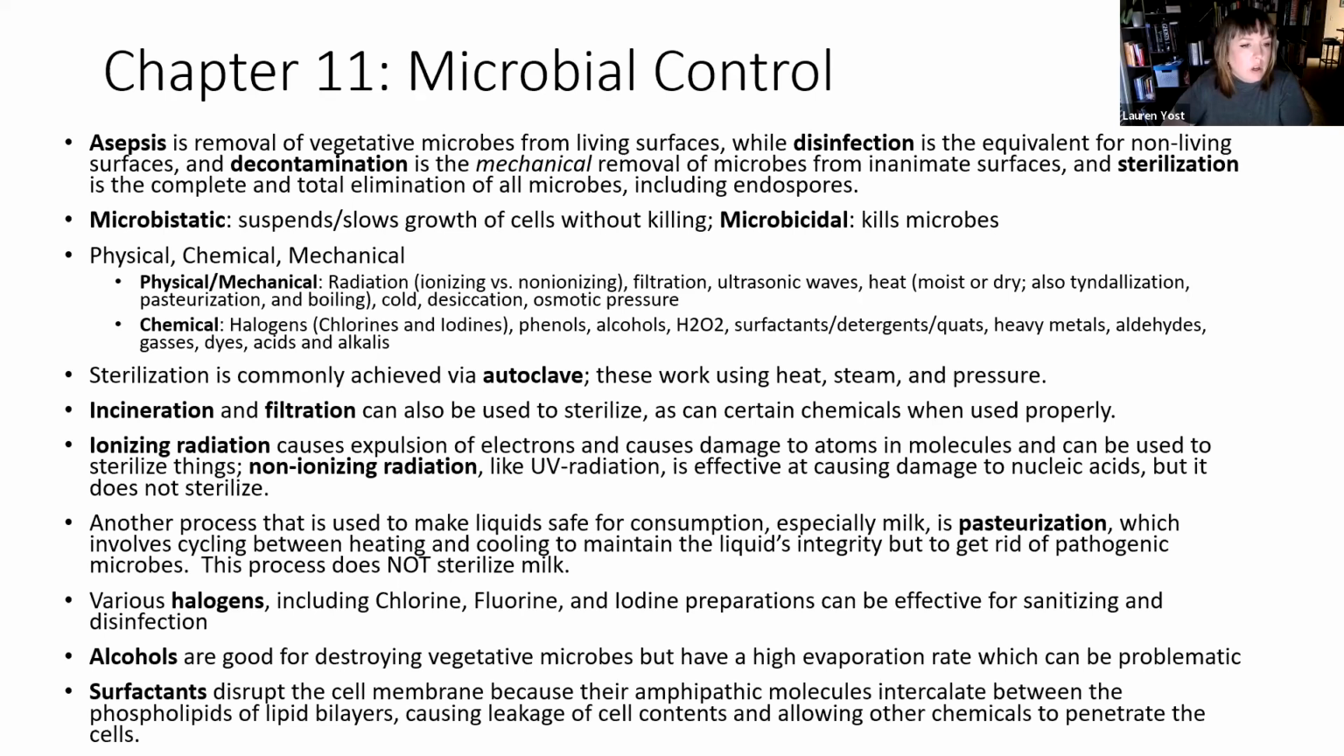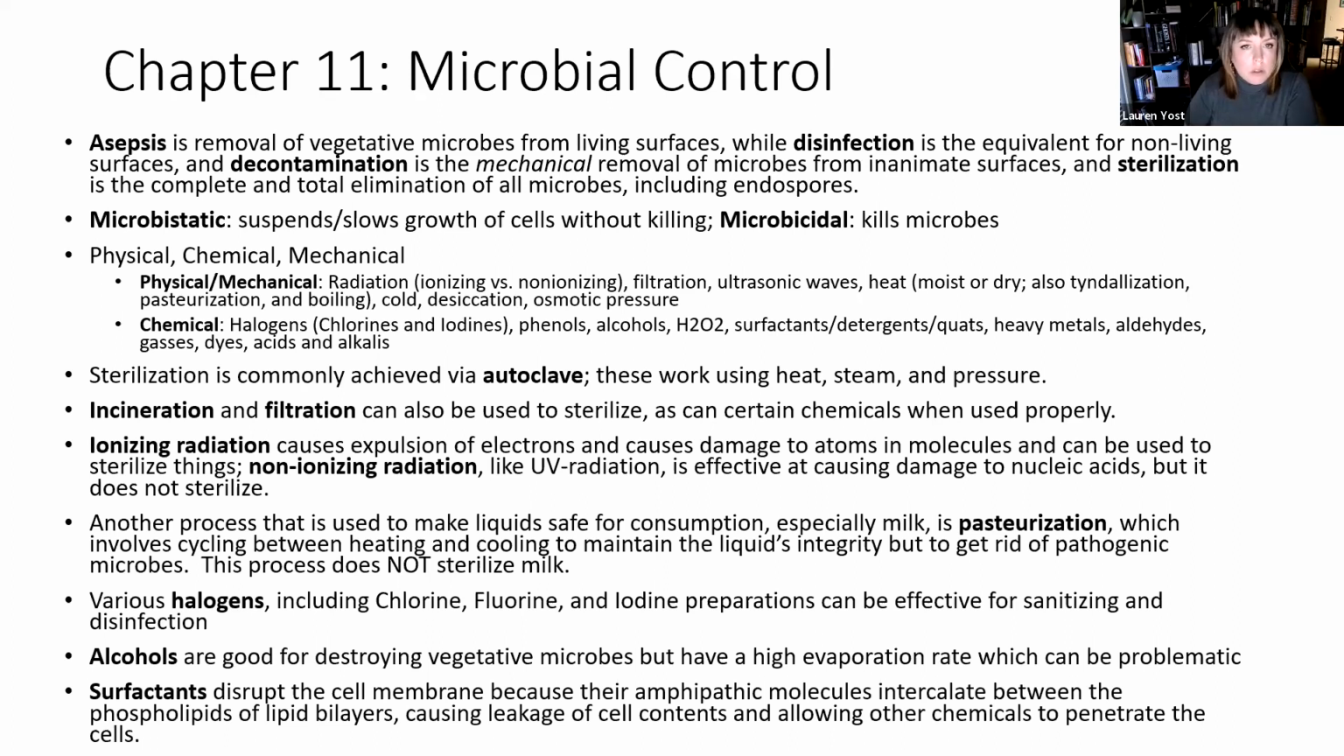Chemical versions that we talked about were the halogens that included the chlorines and the iodines. We did talk about other ones as well, like the fluorides, but we really focused our attention on the chlorines and the iodines. Then we had the phenols and the phenolics, the alcohols, the hydrogen peroxide and other oxides. We have surfactants, detergents, and the quaternary ammonia compounds, the heavy metals, aldehydes, gases, and we didn't really talk about the dyes in this chapter, and then acids and alkalis, which are going to change the pH and affect the function that way.